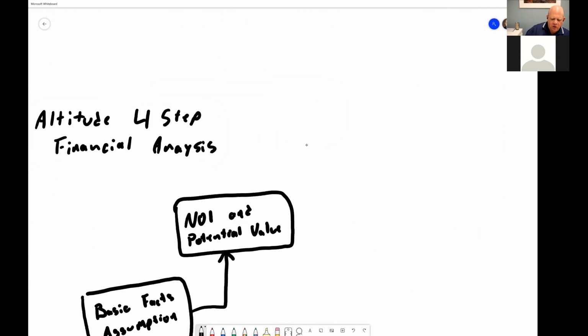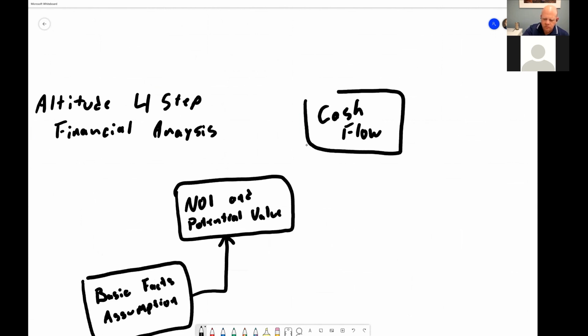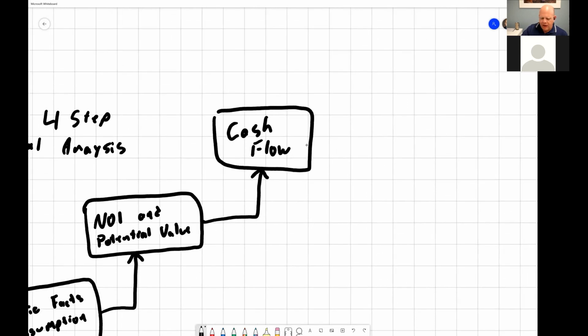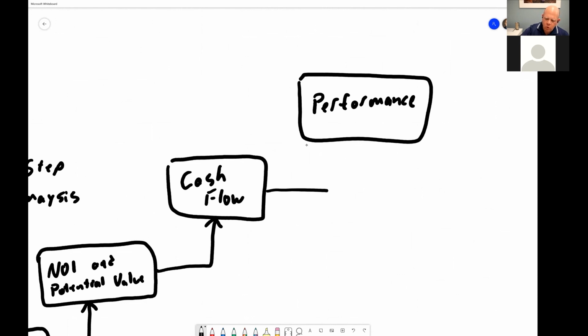After we've determined our NOI and our potential value, we then look at cash flow. And here again it is getting a lot more assumption-based. And then finally, after we've determined what the cash flow looks like, we have performance. So these are the 4 steps.